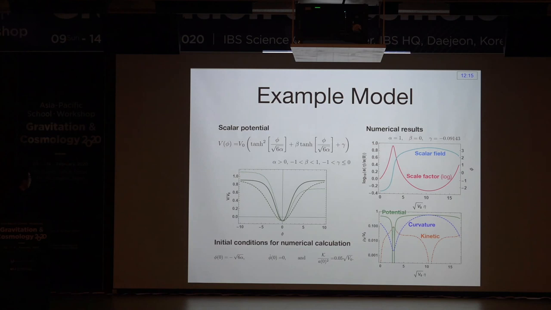And this is the numerical result. The horizontal axis is the conformal time, the normalized one. And the vertical axis, so please look at this magenta line. This is the logarithm of the scale factor. So it initially increases, namely the universe expands, and then it decreases. So the universe contracts, shrinks, and there is a bounce, and then it expands again.